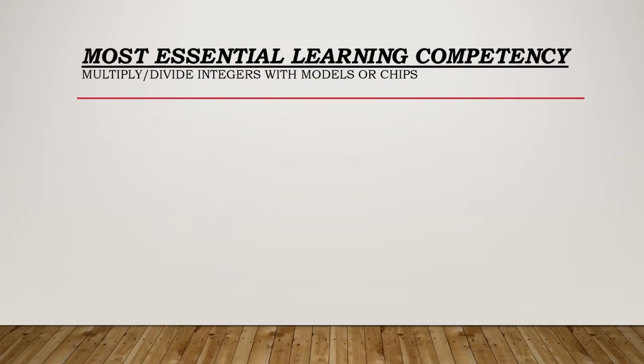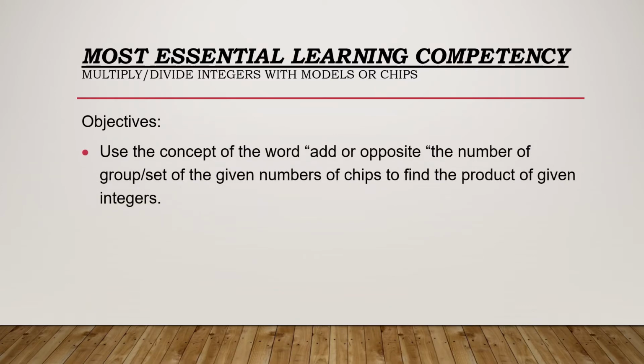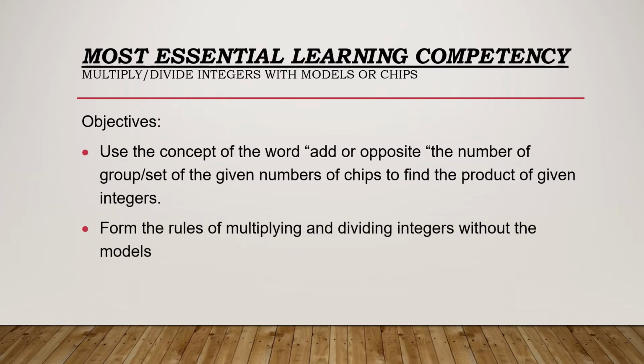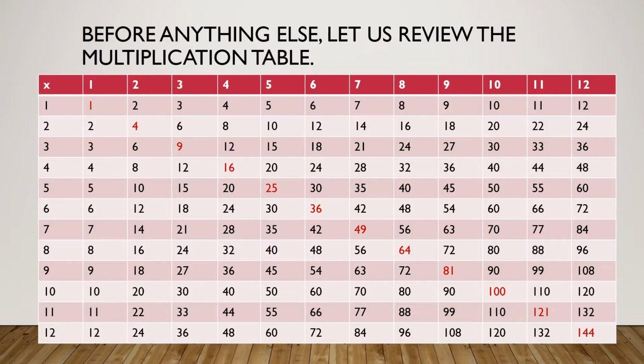Okay, from the DepEd Most Essential Learning Competencies for Grade 7, we have these objectives. Use the concept of the word "and" or "opposite", the number of groups or sets of given numbers of chips to find the product of the given integers. Then form the rules of multiplying and dividing integers without the model.